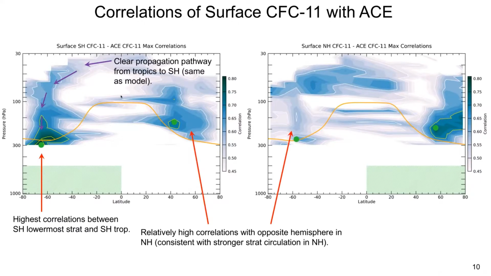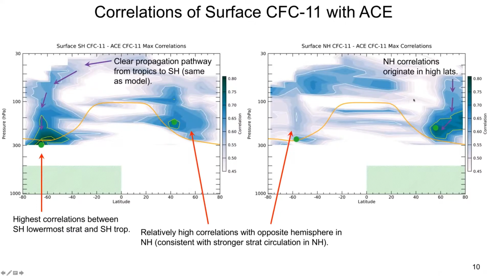Another thing to note is that there are relatively high correlations in the opposite hemisphere, here in the north, to the south. This is consistent with what we know about the stratospheric circulation, that it's stronger in the northern hemisphere. You can see that this location of high correlations is consistent with transport out around the subtropical jet, and then it gets caught in the Hadley cell and brought down into the opposite hemisphere. You don't see that as strongly in the south.